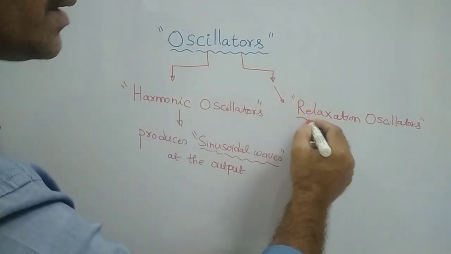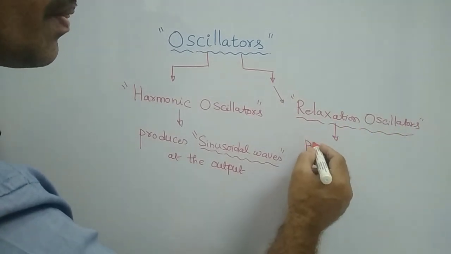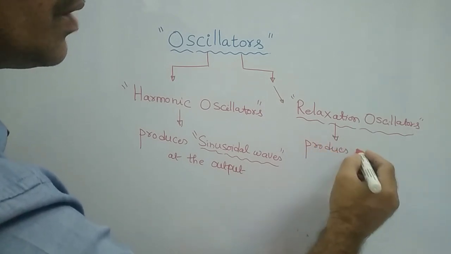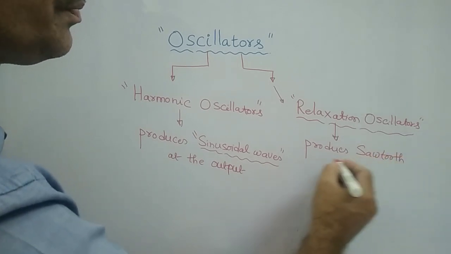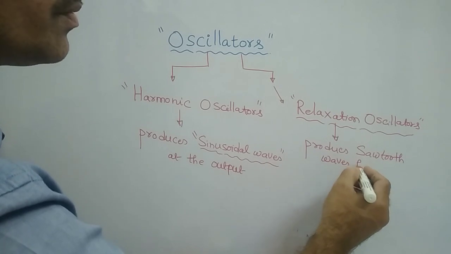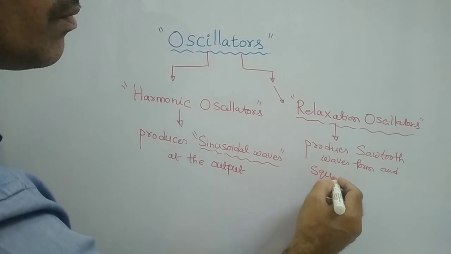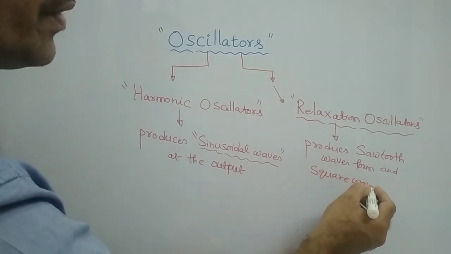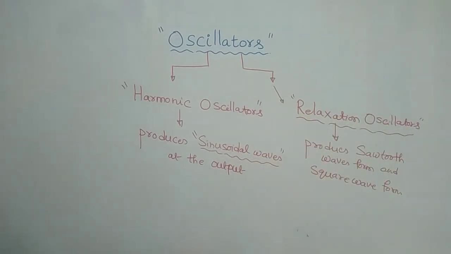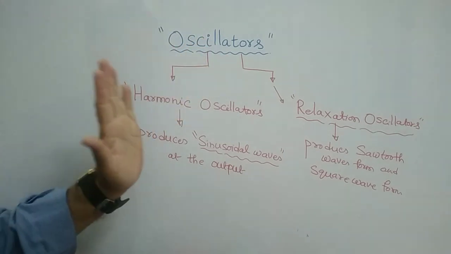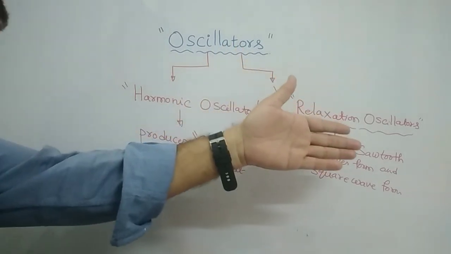Whereas what is the relaxation oscillator? A relaxation oscillator produces sawtooth waveforms and square waveforms. These are the two different types of waveforms generated by the relaxation oscillator, right? So under oscillators, we have two categories. The first category is harmonic oscillators and the second category is relaxation oscillators.